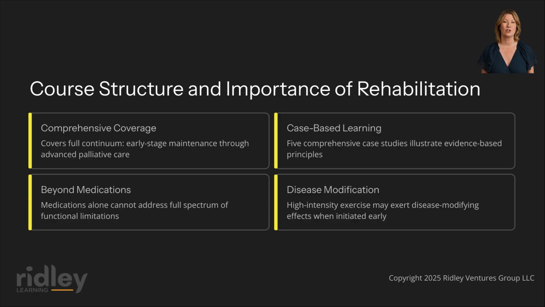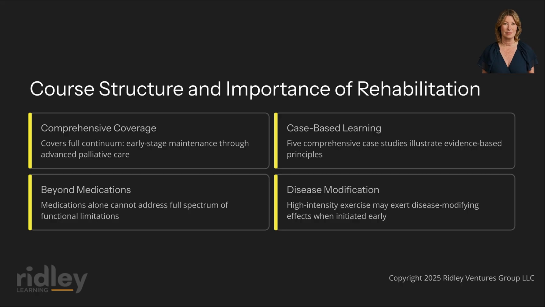The course is structured to address the full continuum of Parkinson's disease care, from early-stage management focused on maintaining function and preventing decline, through mid-stage interventions targeting gait impairment and fall prevention, to advanced-stage rehabilitation emphasizing safety, quality of life, and palliative considerations. Throughout, the unique and complementary contributions of physical therapy, occupational therapy, and nursing are emphasized within the context of integrated, patient-centered care. 5 comprehensive case studies will illustrate the application of evidence-based principles to realistic clinical scenarios, challenging you to synthesize knowledge and apply clinical reasoning to complex patient presentations.